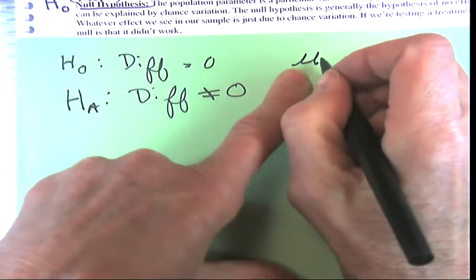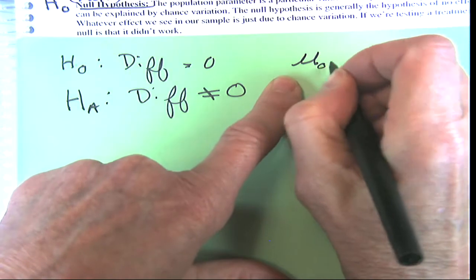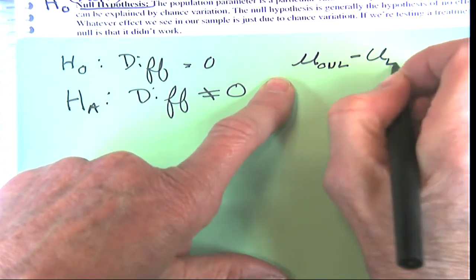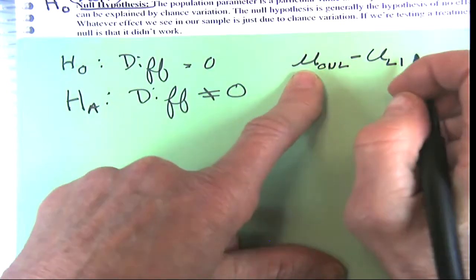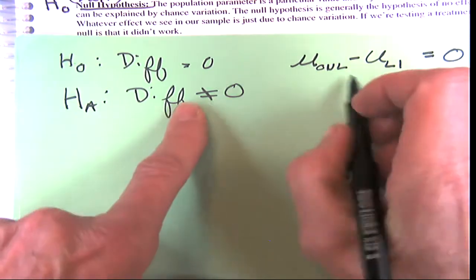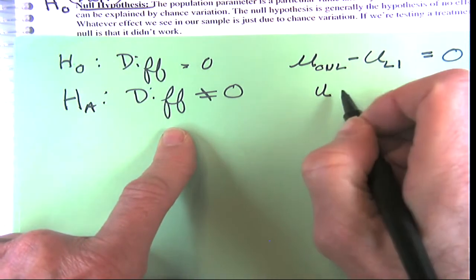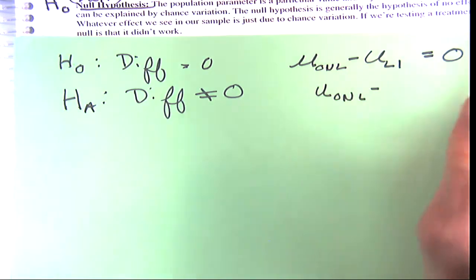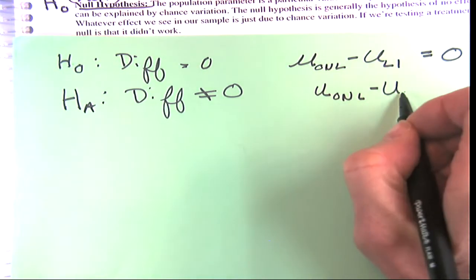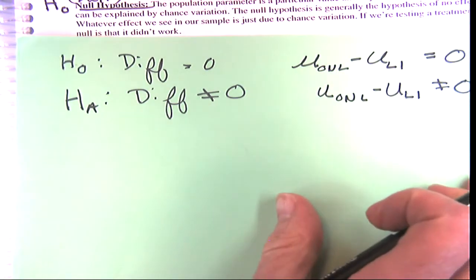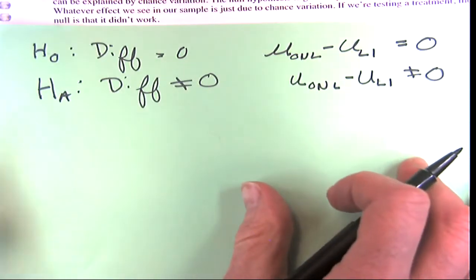But basically, it's the average of the online minus the in-person, the L1 section, or vice versa, it doesn't matter, is equal to 0. And then the alternative is that this difference, this idealized population, is not equal to 0. We just happen to see a sample difference, right?